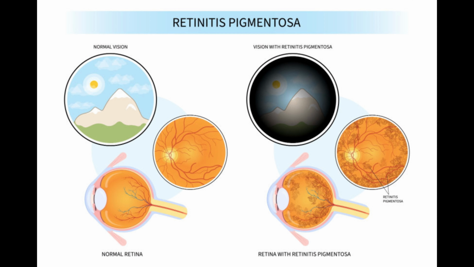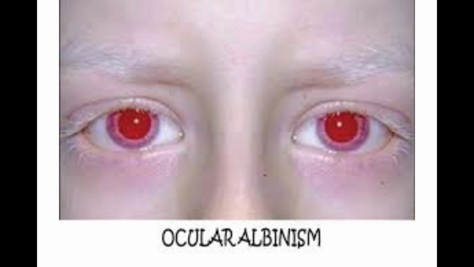Leber congenital amaurosis. Leber congenital amaurosis is a rare genetic disorder present at birth that leads to severe vision impairment or blindness. Retinitis pigmentosa. Retinitis pigmentosa is a group of rare genetic disorders that involve a progressive degeneration of the retina, leading to night blindness and tunnel vision.